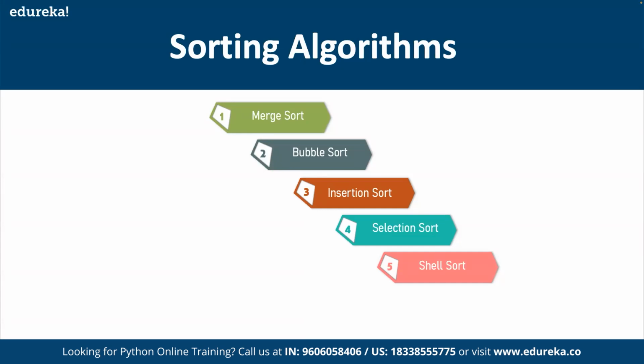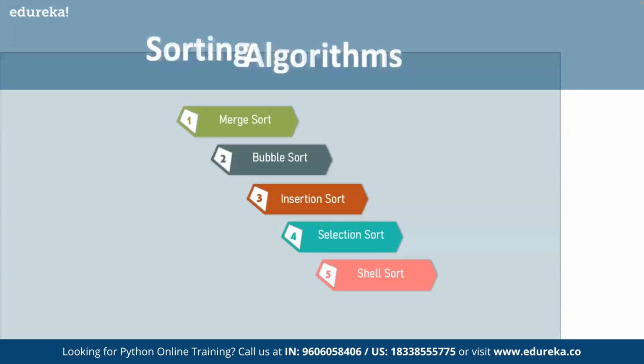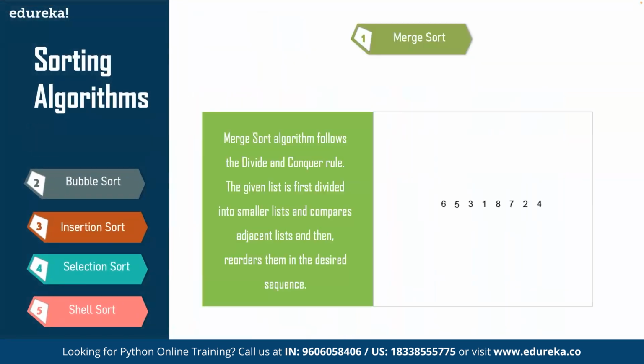So we have the merge sort, the bubble sort, the insertion sort, the selection sort, and the shell sort. These are the various types of sorting algorithms that we can use whenever we are sorting a collection of values. If I talk about the merge sort, it follows the divide and conquer method. As you can clearly observe in the illustration, in merge sorting we follow the divide and conquer rule.